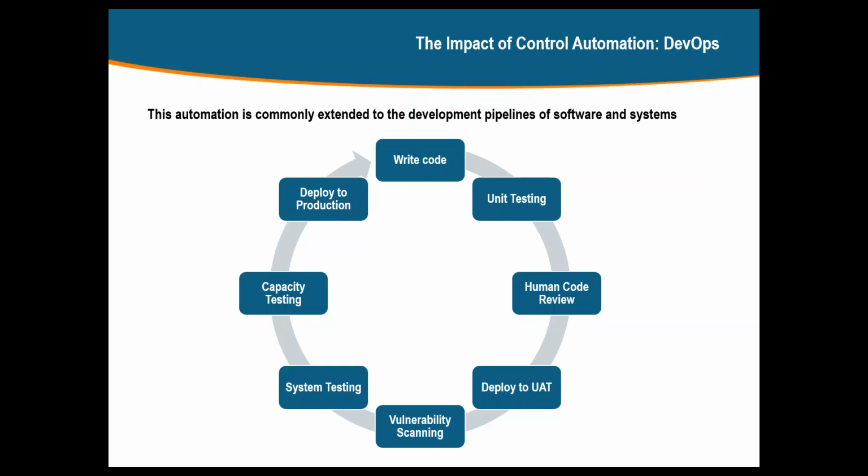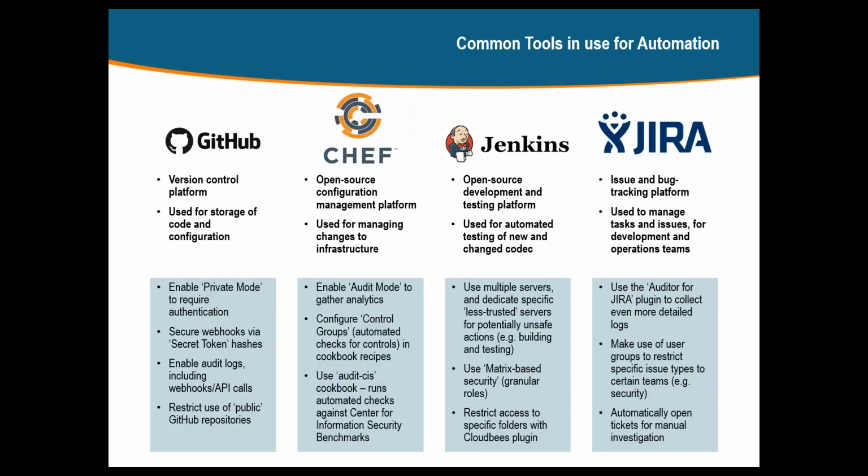This next slide is just giving an overview of some common tools used for automation. I won't go through them in detail. GitHub is a version control platform now owned by Microsoft. It can be used for storage of code and configuration and accessed by multiple developers within your organization. Chef is an open source configuration management platform, so a tool that can be used to manage changes and roll out changes to your infrastructure. Jenkins is an open source development and testing platform. It can be used to automatically execute tests against your application to check that any new development didn't break existing functionality.